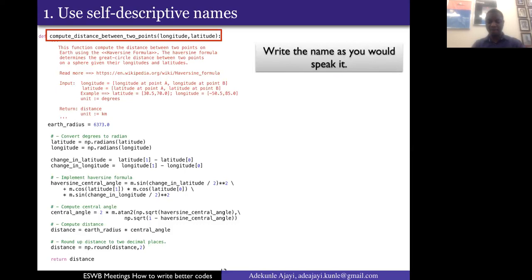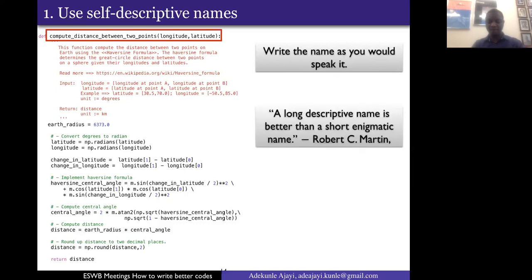Probably that's too long. No, it's not too long. Going by the quote of Robert C. Martin, a long descriptive name is better than a short enigmatic name. You don't want to just write cal distance, calculate distance. This sort of naming doesn't give value to your script.